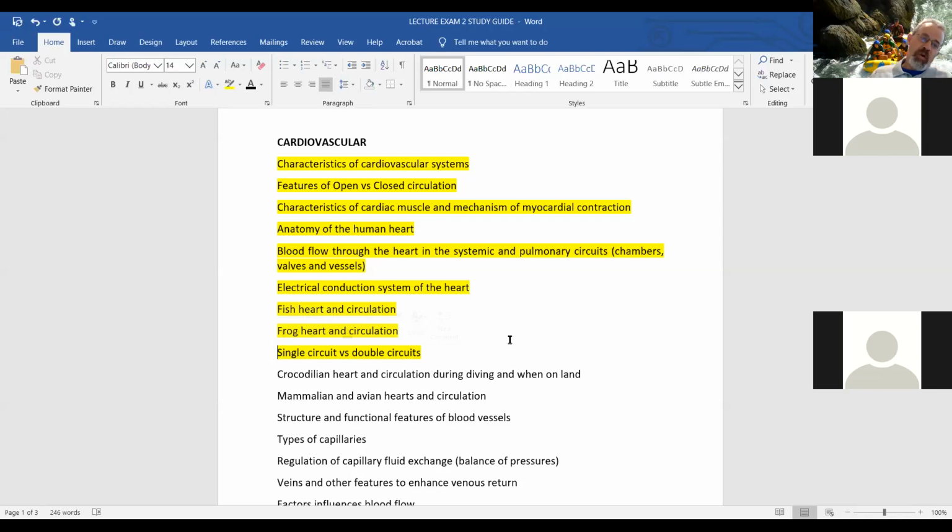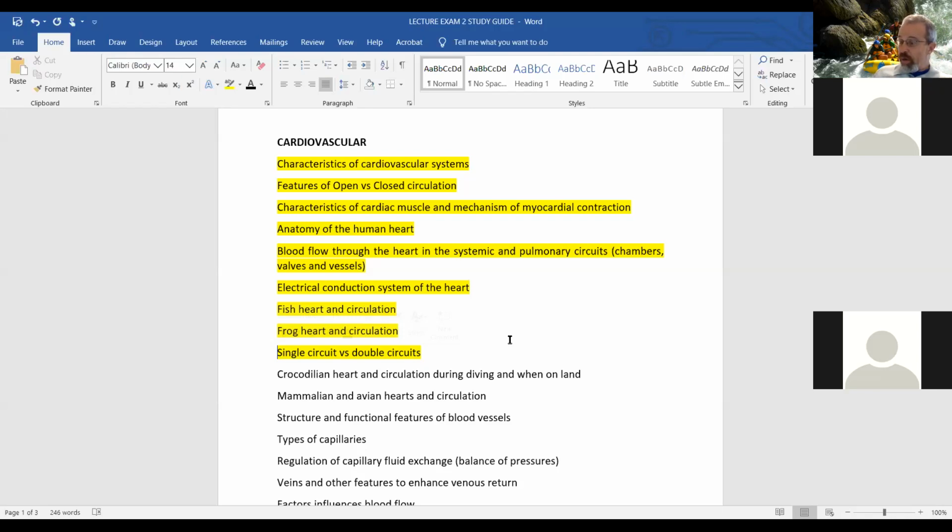Crocodilian hearts. This is where we first see the true four-chambered heart, right, two atria and two ventricles. So in many cases, it's like us. But then if we think of adaptations, for example, with fish, we're looking at adaptations for living in the water, the need to extract enough oxygen to survive.